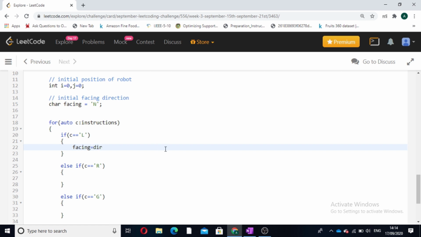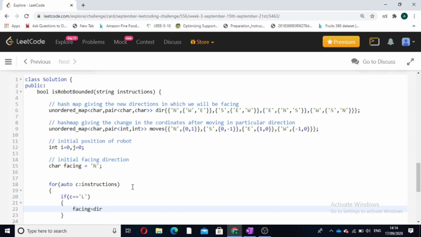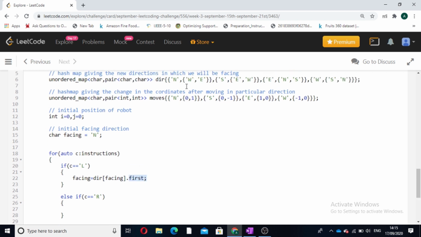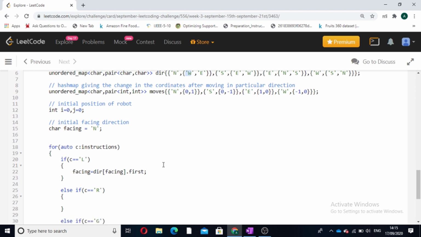the hash map of direction, that is this direction hash map, the direction in which we are currently facing, and the first value of this. Now suppose we are facing north direction. Now we have encountered a left instruction. So we will find north in our hash map as a key, the direction in which we are currently facing, and when we have encountered a left, we will take the first value from the pair, that is west. Now our new facing will become west. Here it is north dot first, the first value is west. Now when we have encountered left, we will be facing the west side.